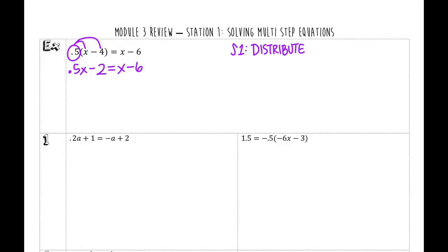Okay, now the second thing I want to make sure that I can do is if I can combine like terms, then I want to combine like terms. So for this problem, I actually can't combine like terms. I don't have anything that's alike on one side of the equation. So I'm not going to be combining like terms, and I would move on to my next step, which, if you remember correctly, is to move my variable to one side.